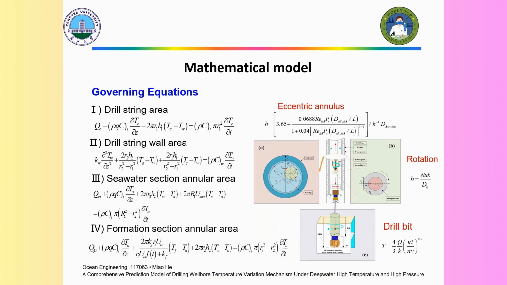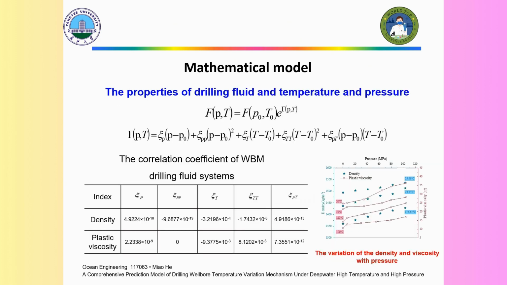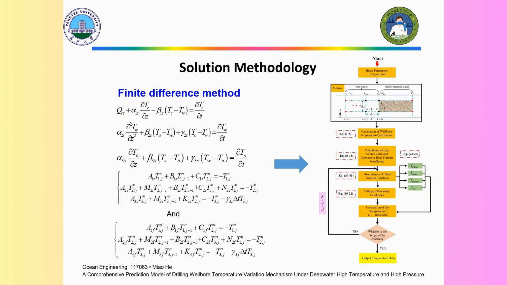Mathematical model, governing equations: 1, drill string area; 2, drill string wall area; 3, seawater section annular area; 4, formation section annular area. Mathematical model, the properties of drilling fluid under temperature and pressure: the correlation coefficients of the WBM drilling fluid system, including density, plastic viscosity, and the variation of density and viscosity with pressure. Solution methodology: finite difference method.